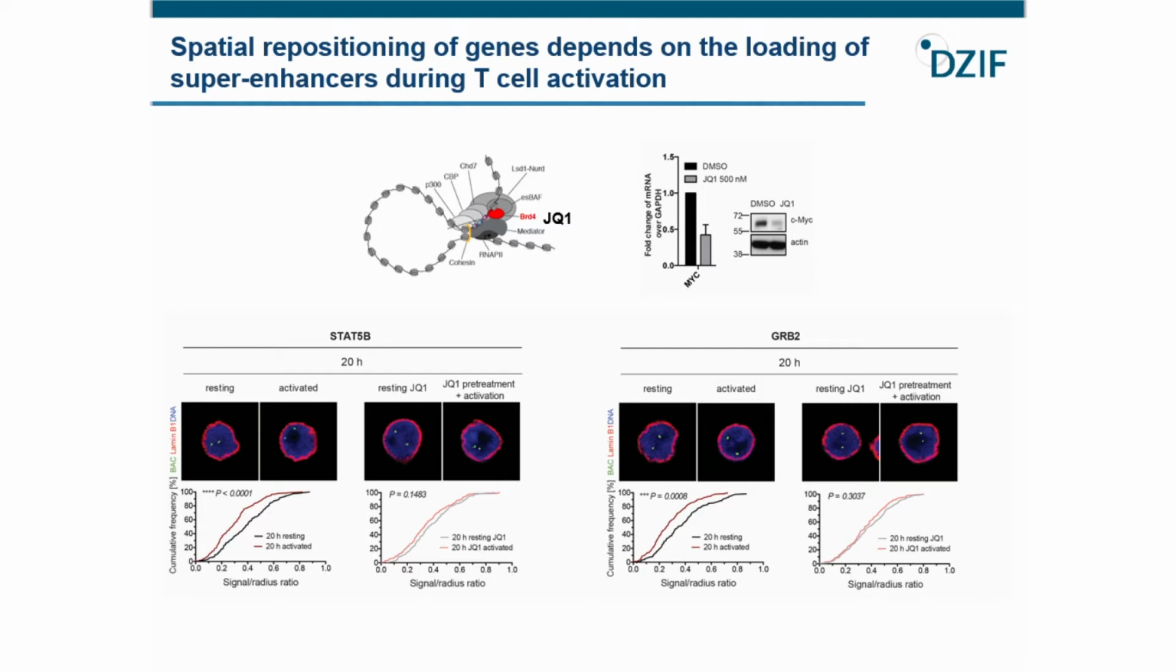And when we pre-treated T cells before activation with JT1 and then activated them, the genes which would move did not move. They stayed in the same place. So this is an indication that indeed super enhancers drive this structure of the nucleus.